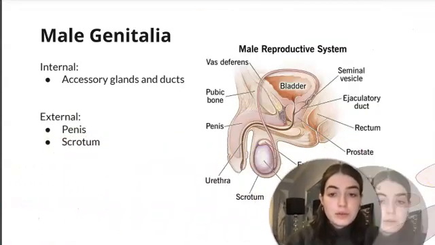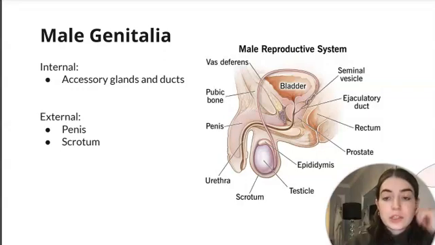Alright, so first off, let's review some of the general structure of the male reproductive system. The male reproductive system consists of the testes, the internal genitalia, which is the accessory glands and the ducts, and the external genitalia. The external genitalia consists of the penis and the scrotum. The scrotum is the external sac into which the testes descend so that they can stay cooler than body temperature.